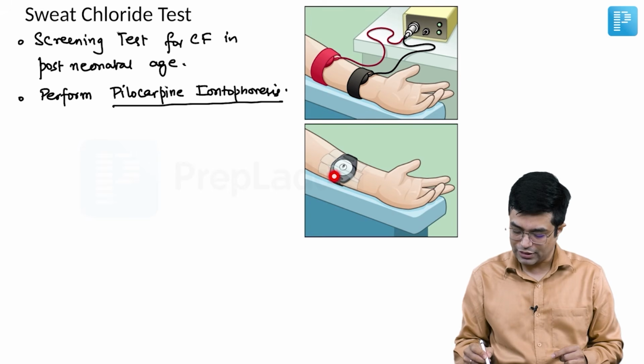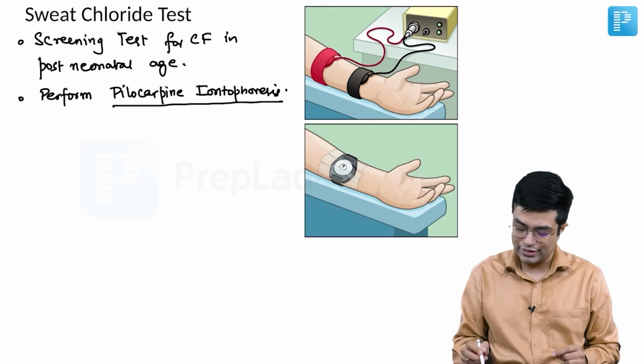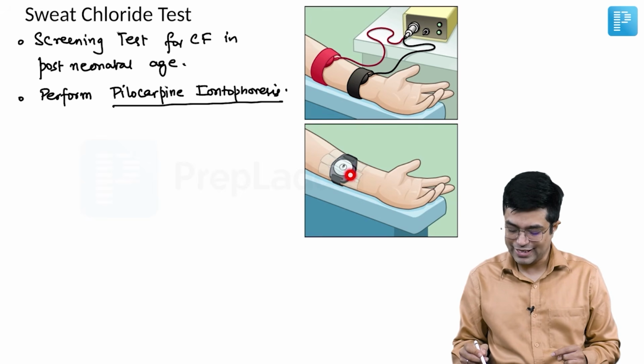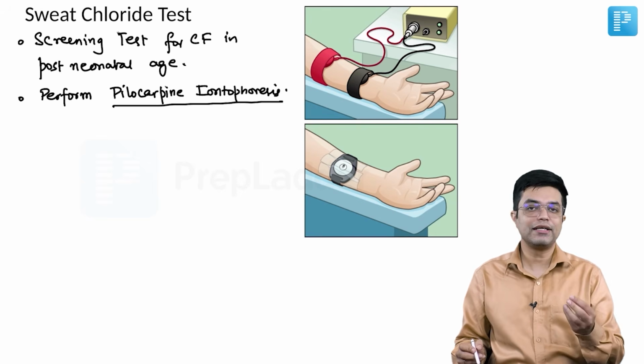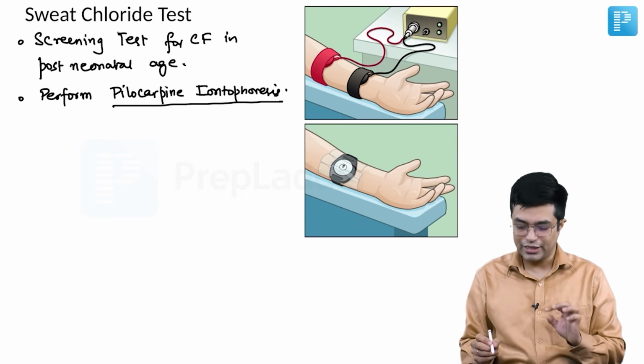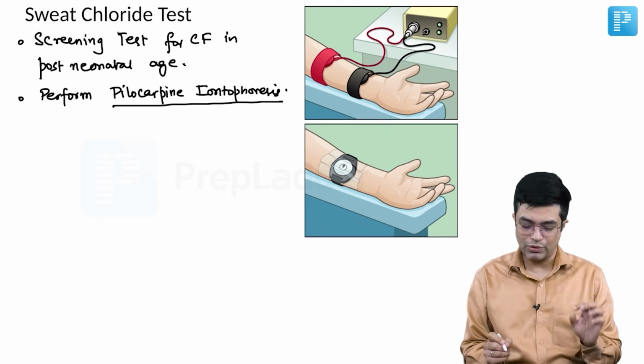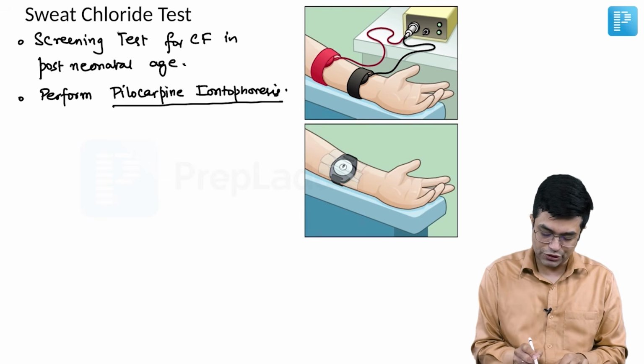Then that sweat is collected in this kind of a sponge like thing which is also attached in the similar area. In between this it is usually attached, and this is used for collecting the sweat. After collection of sweat, we check for how much is the amount of chloride present in the sweat. So what is the interpretation?